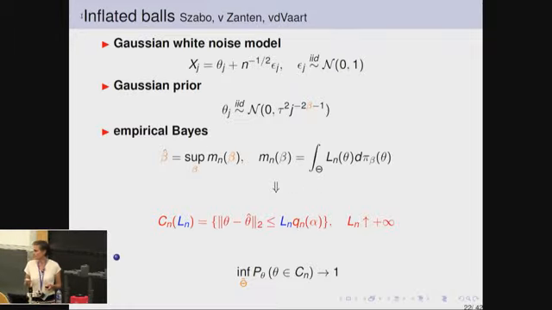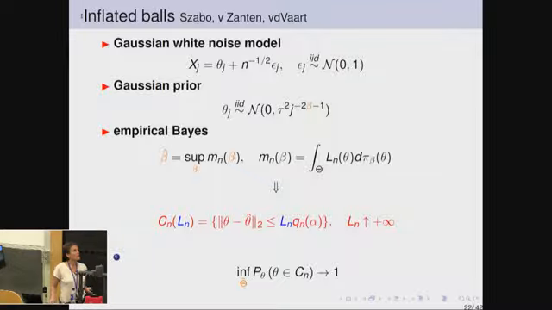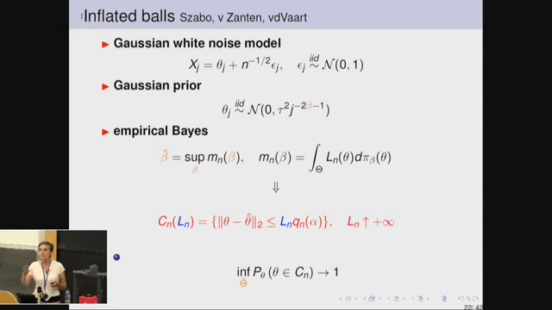And the starting point of this was a paper by Botond Szabo, Harry van Zanten and Aad van der Vaart, who looked again at the white noise model, because it's a Gaussian likelihood. They considered Gaussian priors. So each theta_j here is independent Gaussian with mean 0 and variance that decreases to 0 with j at this rate here, like j to the power minus 2 beta minus 1. Given beta, you have a Gaussian likelihood, so you have a Gaussian posterior, and you can have explicit computation.